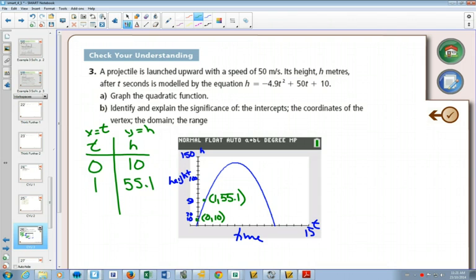We did that by taking the equation and actually plugging in 0 for t. And then we got 0 plus 0 plus 10. That was pretty easy. And 1 for t would be negative 4.9 plus 50 times 1, which is 50, plus 10. And we did that for mental math.